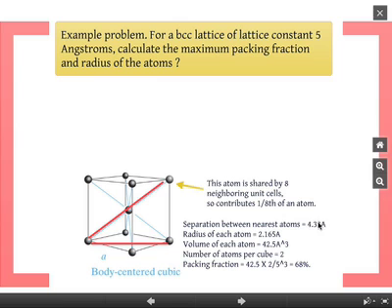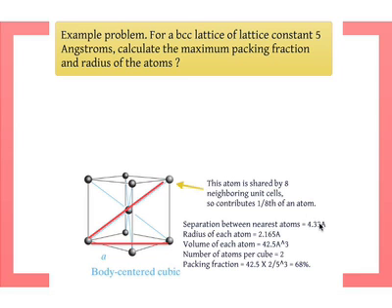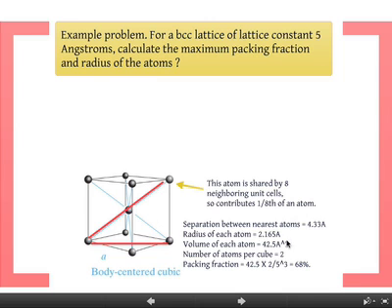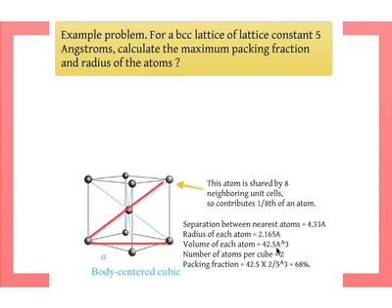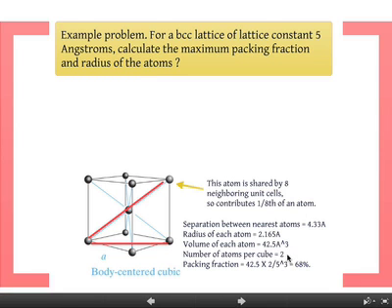So the separation between the nearest atoms you can calculate for 5 angstroms. This becomes about 4.33 angstroms. Now, angstroms is the unit, which is a tenth of a nanometer. About half an angstrom is the size of a hydrogen atom, as we will see on Thursday. So it's pretty small. So the radius of each atom is that. Volume of each atom is, of course, 4 by 3 pi r cubed, assuming it's a simple sphere. The number of atoms per cube.